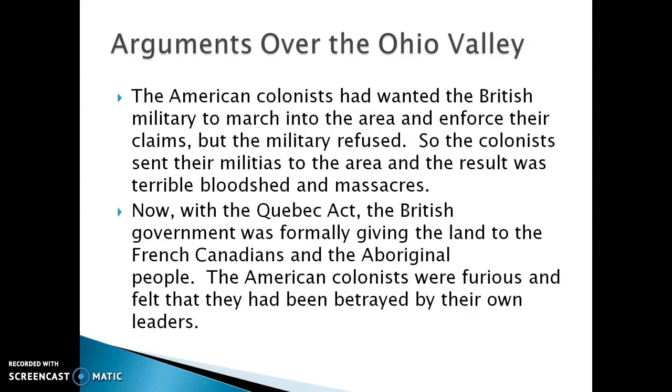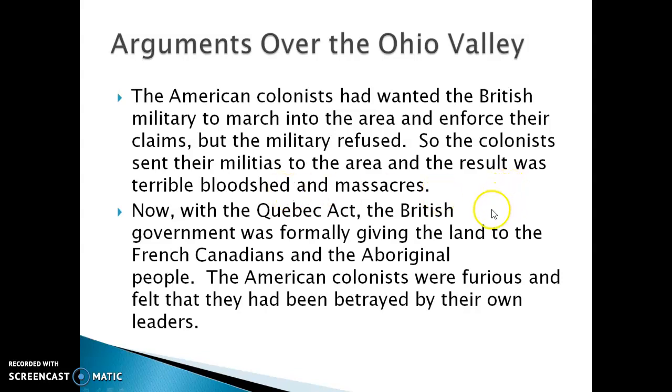And as a result, because they weren't very well trained, there was terrible bloodshed. And what I mean by that is that these American militiamen went into these areas, and because they didn't have training, and because they didn't have discipline, they didn't conduct themselves well, they didn't behave well, and they killed so many of the Aboriginal people. So the bloodshed and the massacres were not Americans who were dying, but rather they were the Aboriginal people who were dying.